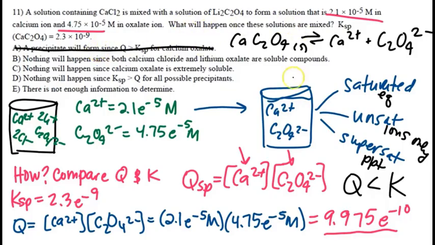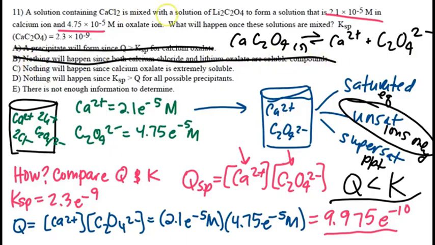They want to know what will happen once these solutions mix. We already compared our Q and K. We found that Q is less, so we're definitely dealing with something that's going to be ions only, or going towards product. Letter B, nothing will happen since both calcium chloride and lithium oxalate are soluble compounds. We're not actually using these compounds. We used them to start with, but we didn't use them to end with.